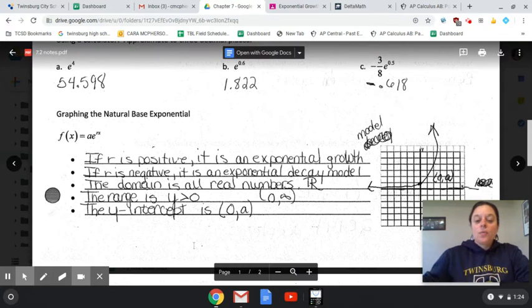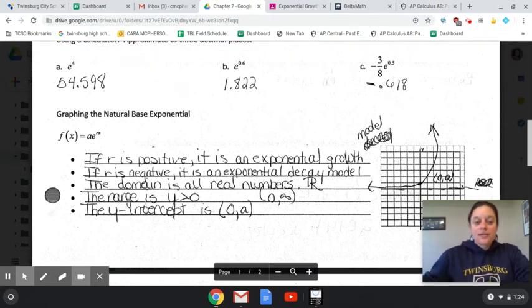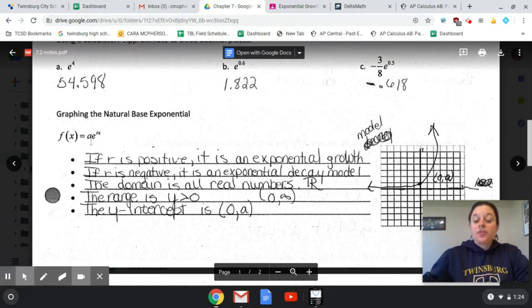And then finally, the y-intercept, which is where it crosses the y-axis, is going to be whatever number is in front of E. So if you have a 4 in front of it, it's going to cross at 0, 4. If you have a 6 in front of it, it's going to cross at 0, 6. If you have nothing in front of it, it's going to cross at 0, 1.